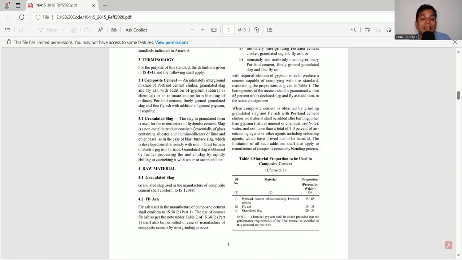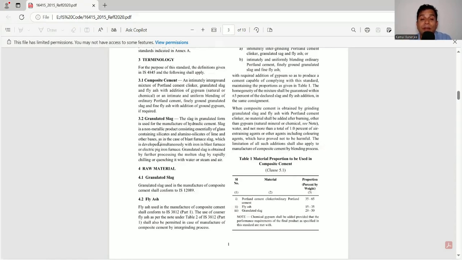So what is granulated slag? Slag in granulated form is used for the manufacture of hydraulic cement. Slag is a non-metallic product consisting essentially of glass containing silicates and aluminum silicates of lime and other bases, as in the case of blast furnace slags, which is developed simultaneously with iron in a blast furnace or electric pig iron furnace. So it comes from iron slags or pig iron slags. Granulated slag is obtained by further processing the molten slag by rapidly chilling or quenching it with water or steam and air. So they are also saying what granulated slag is in clause 3.2.